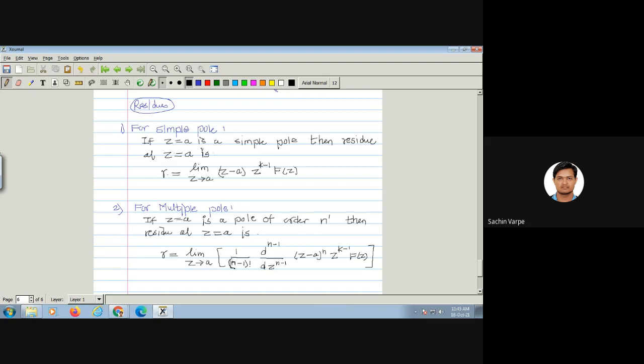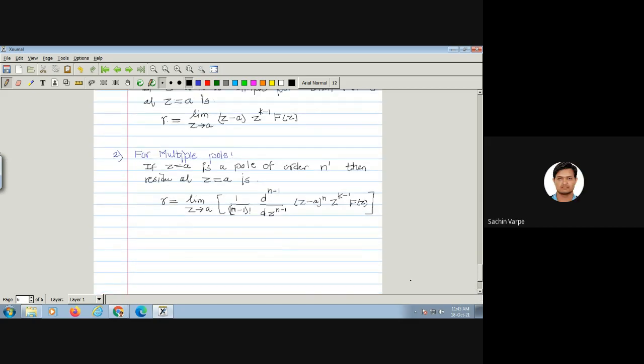One upon n minus 1 factorial into n minus 1th derivative of z minus a raised to n z raised to k minus 1 fz. Is this clear? This is the formula to find the residue if z equal to a is a multiple pole. Is this okay? Is this clear to everyone? Please reply. Okay. Let's have a simple example so that you'll get the idea how to use these formulas.